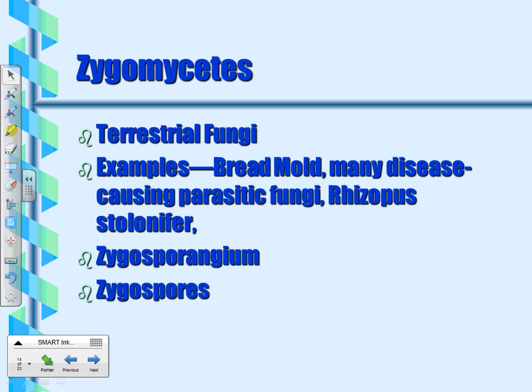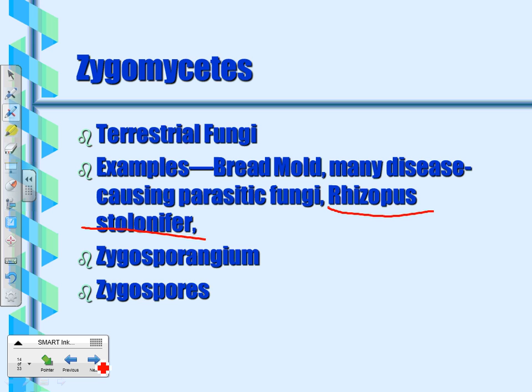Next group, zygomycetes, terrestrial fungi. These are kind of land fungi. There's a lot of these. Bread mold is an example, the stuff you see growing on oranges, the bluish green stuff that'll grow on oranges sometimes. That's in this group. This scientific name right here, genus Rhizopus, species stolonifer, that's just bread mold. That's the scientific name for it.